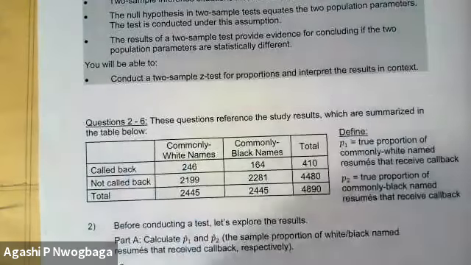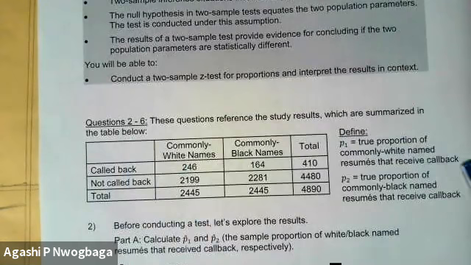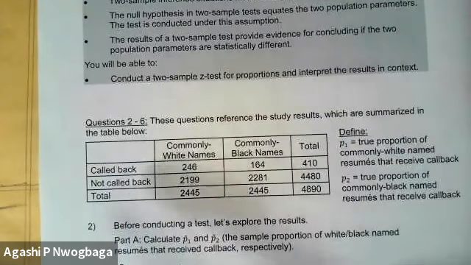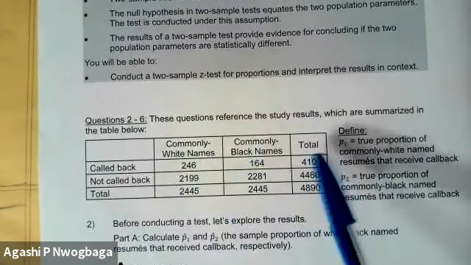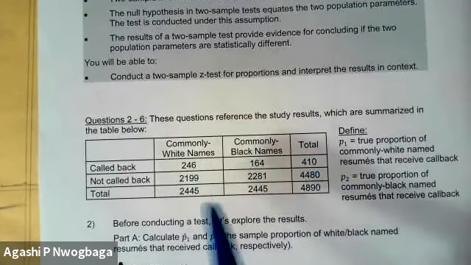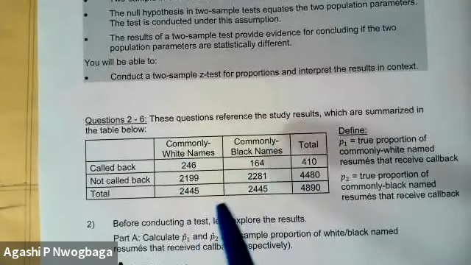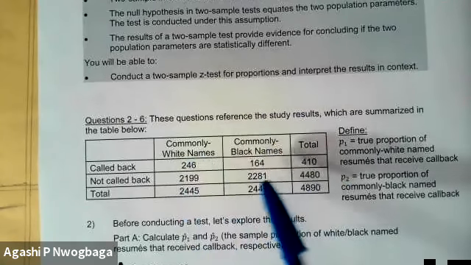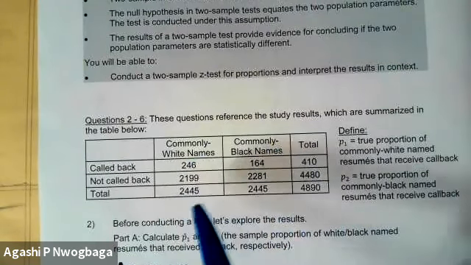So questions 2 to 6. These questions reference the study results, which are summarized in the table below. So we have those called back, those not called back, and the total. Commonly white names, commonly black names, and the total here. We have 246 for the white, 164 for the black. Not called back is 2199 for the white, 2281 for the black, and the totals are the same, 2,445.